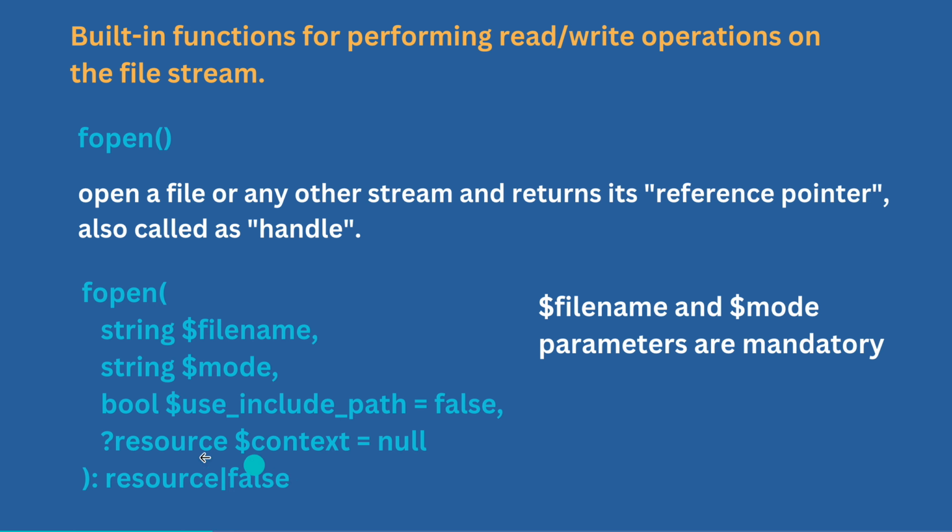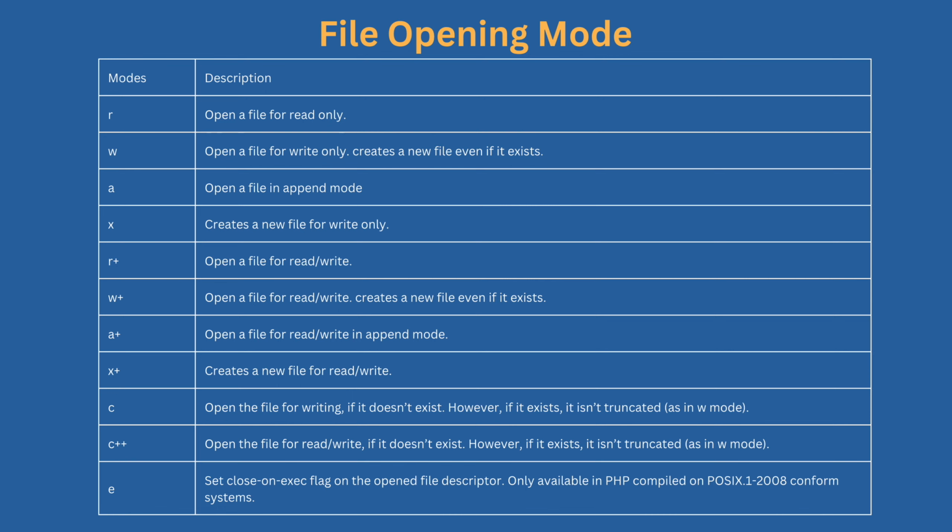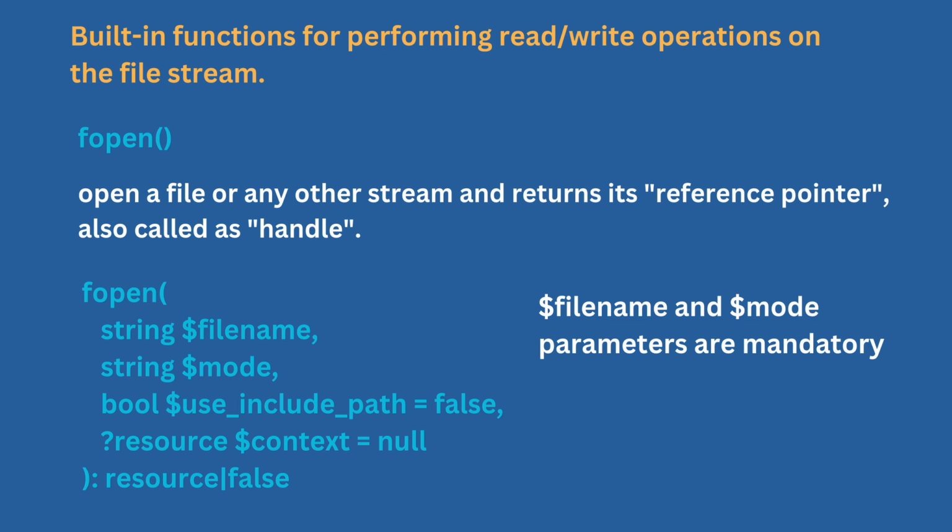And if you're opening any file, it will either return some value or return false, right? The file and mode parameters are mandatory. These two are mandatory and the other two are optional. So generally you will always need the file name and mode, right?